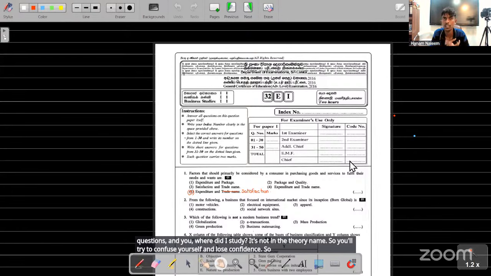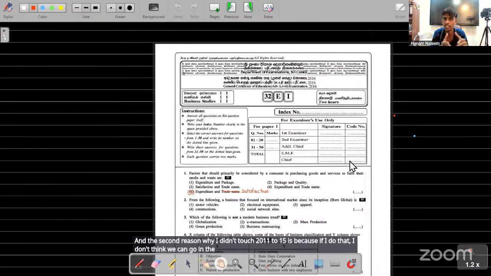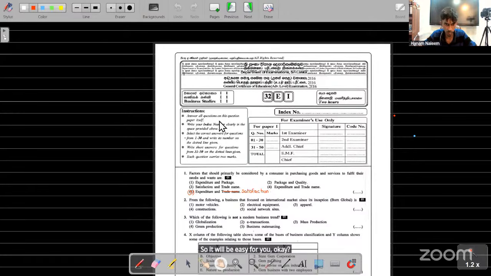That's one reason. The second reason why I didn't touch 2011 to 15 is because if I do that, I don't think we can go in the proper time period. It will take so much time. So we have to consider the time as well as your level of confidence. That's the reason I am going from 2016 to 25. If you take 16 to 25, the question patterns are mostly similar, so it will be easy for you. Okay, so take out 2016.